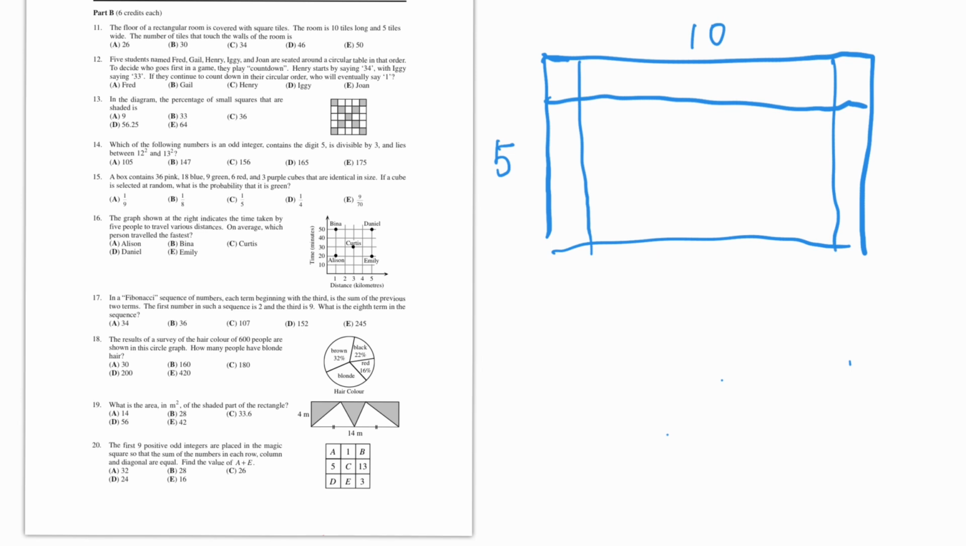So now, the top is 10 tiles, the bottom also 10 tiles. For the sides, be careful not to overcount. At the corners, we already counted them on the top and the bottom. So 5 minus 2, that's 3 tiles this side, 3 tiles this side. Total is 26. The answer is A.